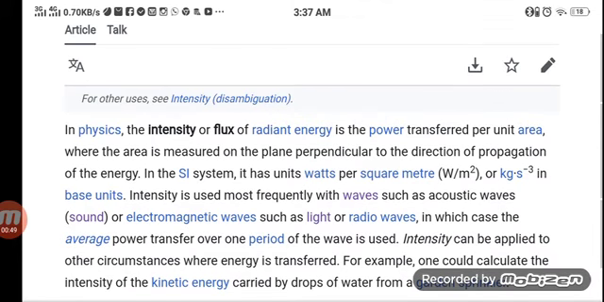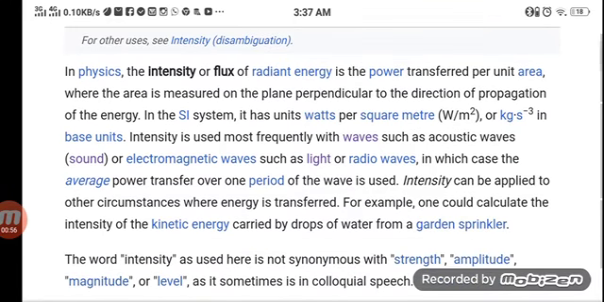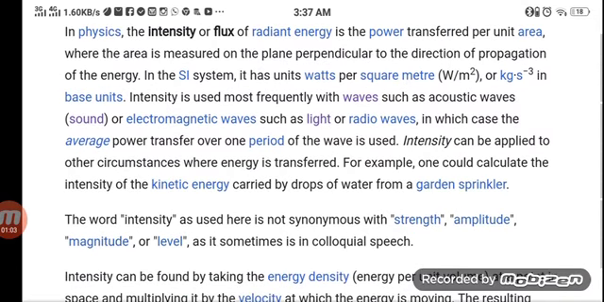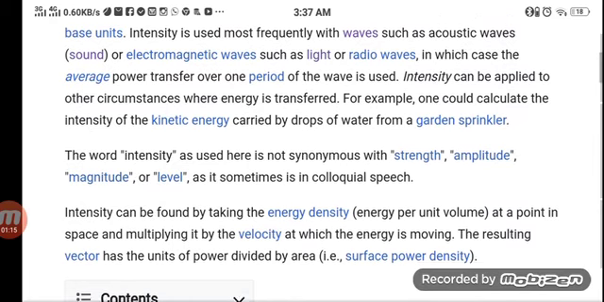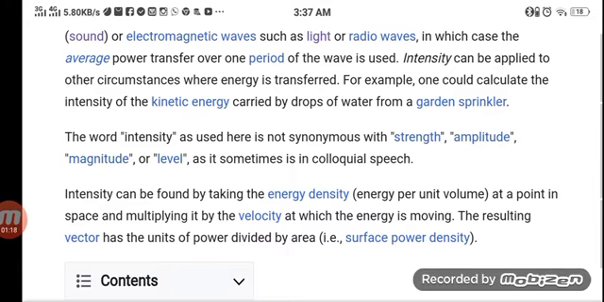Intensity can be applied to other circumstances where energy is transferred. For example, one could calculate the intensity of the kinetic energy carried by drops of water from a garden sprinkler. The word intensity as used here is not synonymous with strength, amplitude, magnitude, or level, as it sometimes is in colloquial speech.